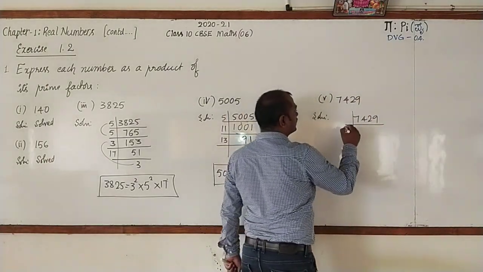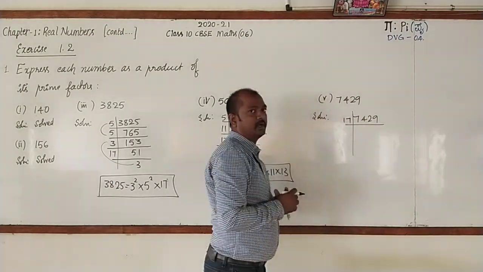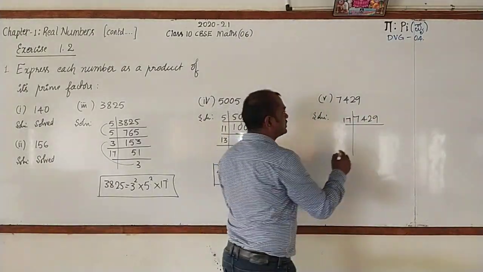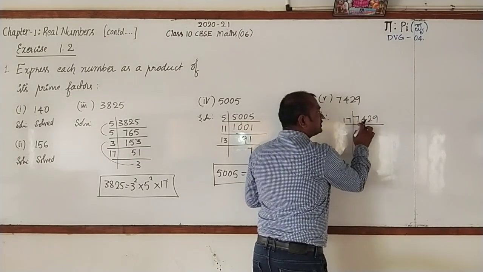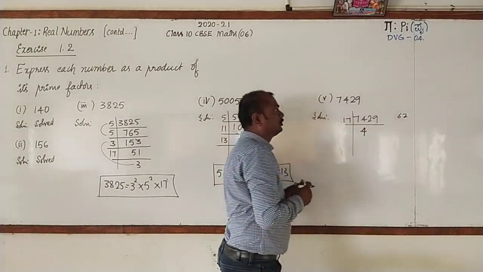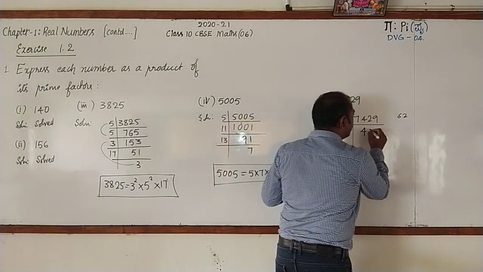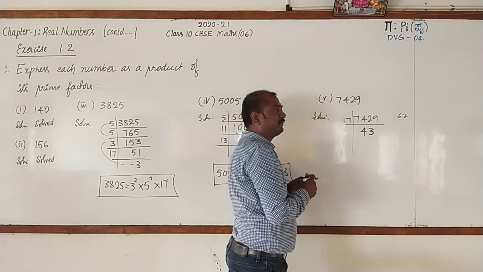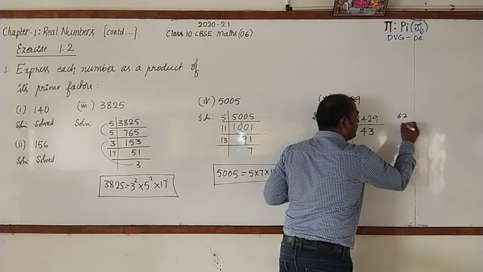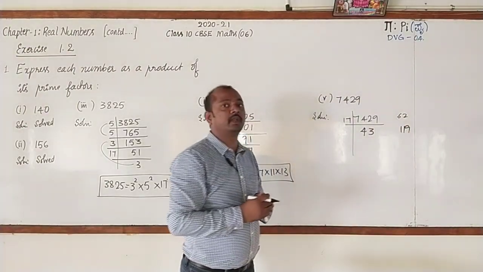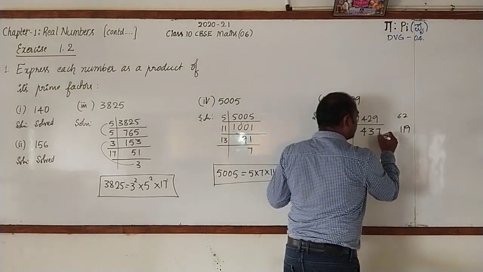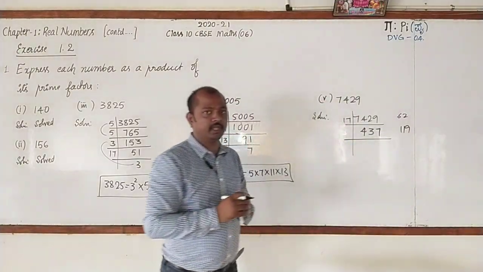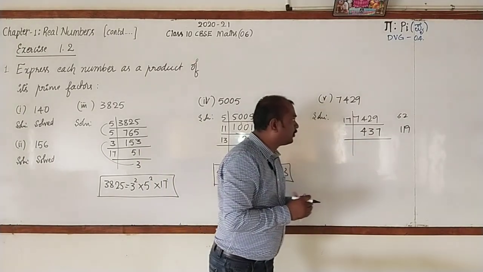17. Now shall we go for 17? We can go for taking 17. 17 4s are 68. How much will remain? 6 will remain. It is 62. Now 17 3s are 51. How much will remain? 11. Now take 9. It will be 119. 17 7s are 119, right? Next, this number 437.